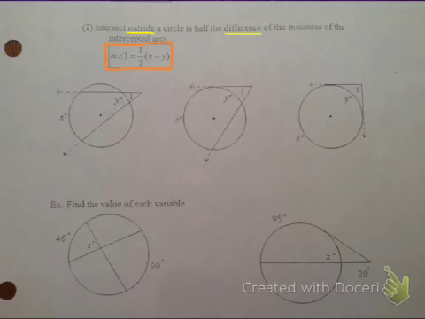So let's look at three different possibilities of how this might happen. This first circle here, we've got two secant lines, or secant rays, that intersect outside of our circle. Notice the intersection point out here. So instead of adding the two arcs and dividing by 2, we're going to subtract the smaller from the larger and divide by 2.